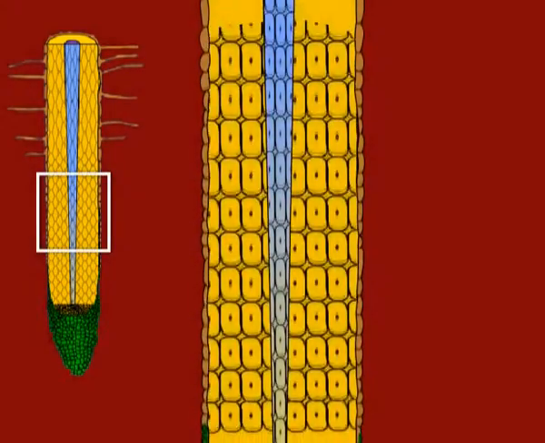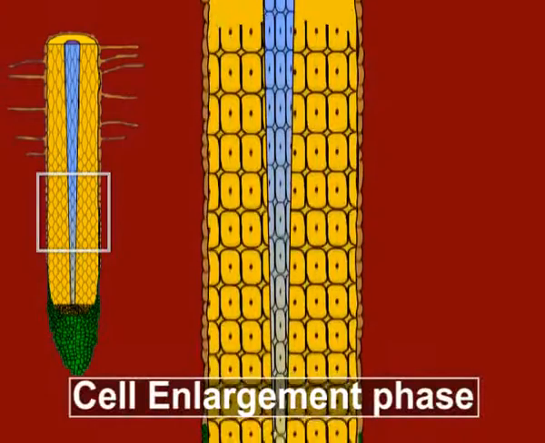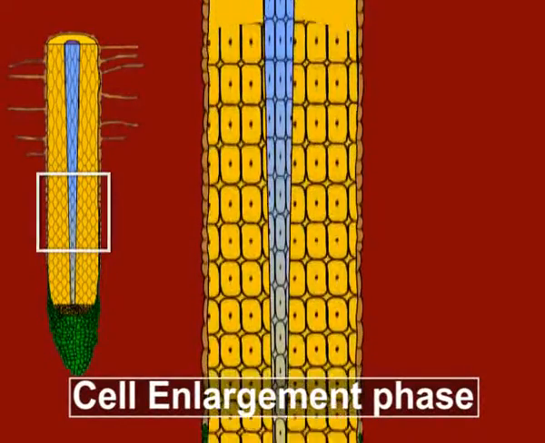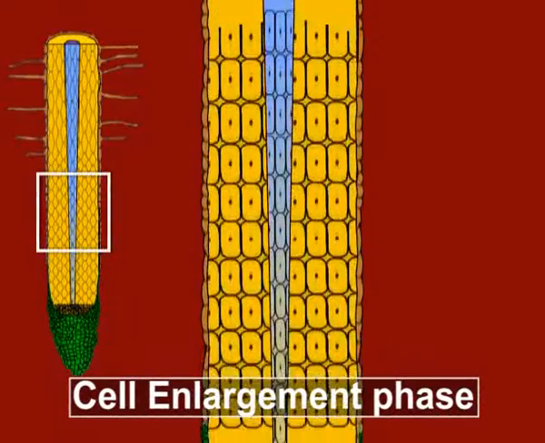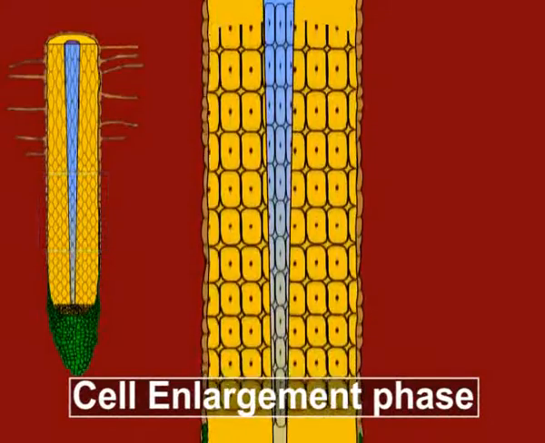During cell enlargement phase, the newly formed cells absorb water by osmosis, resulting in increased turgidity and expansion and dilation of the elastic cell wall.